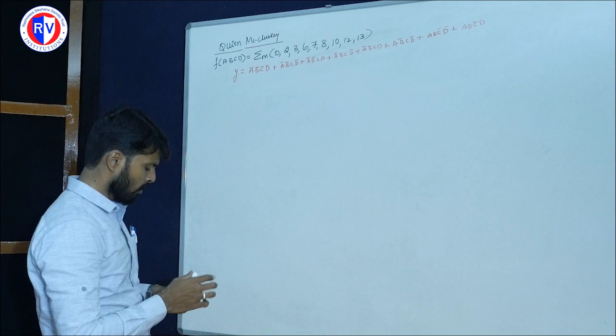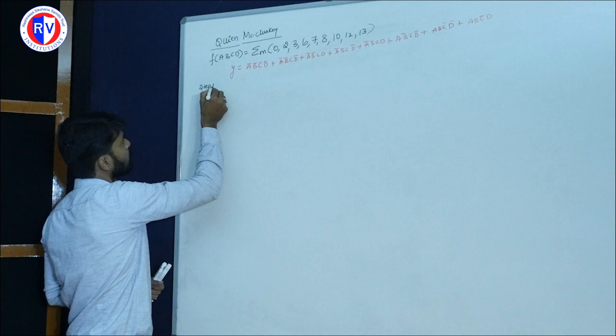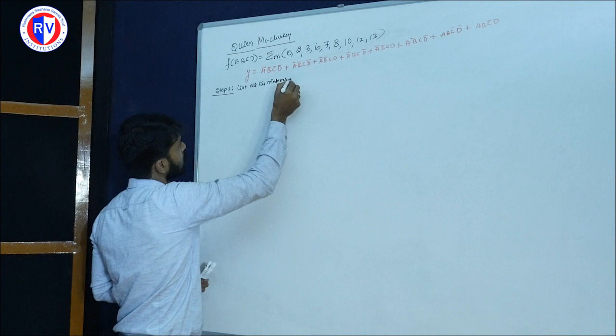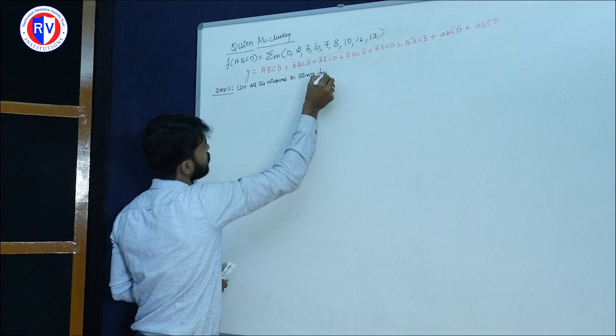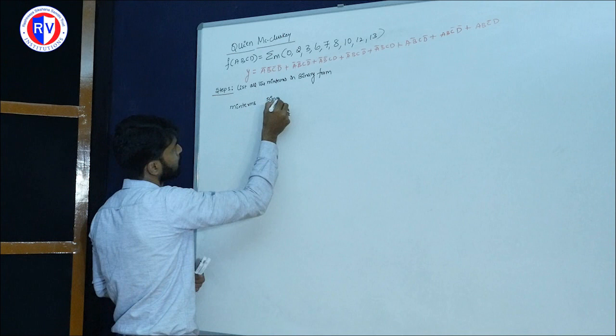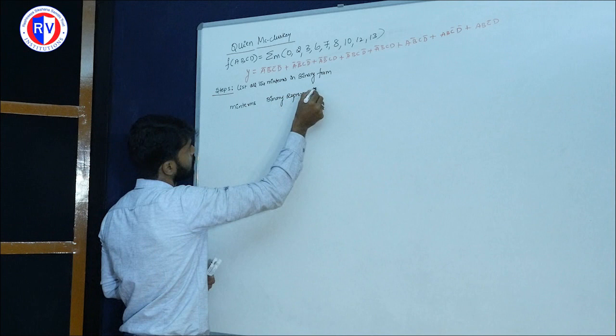Now what we need to do, step 1 in the Quine-McCluskey method: first we need to list all the minterms in binary form. For that we need to represent the minterms in their binary representation. So I will make it like this.